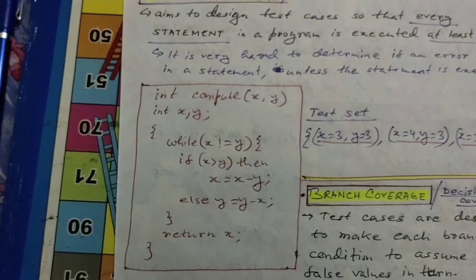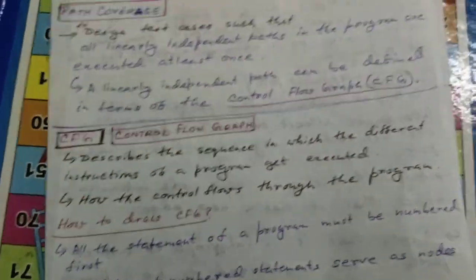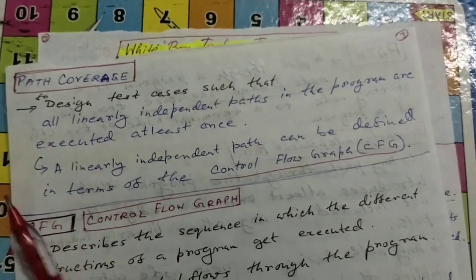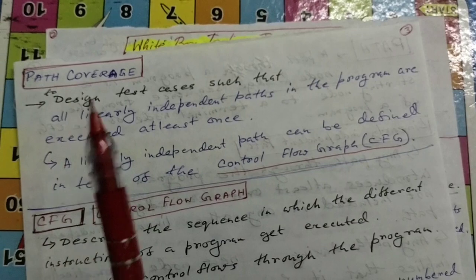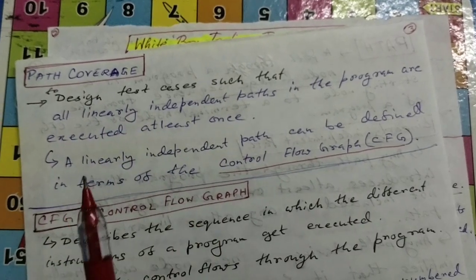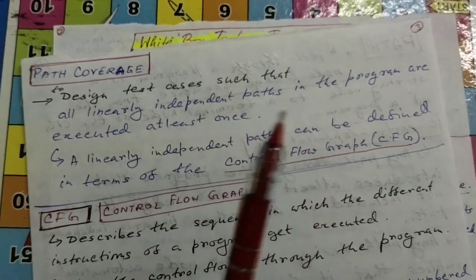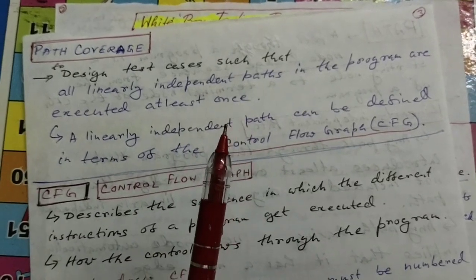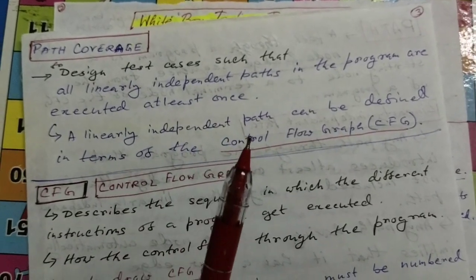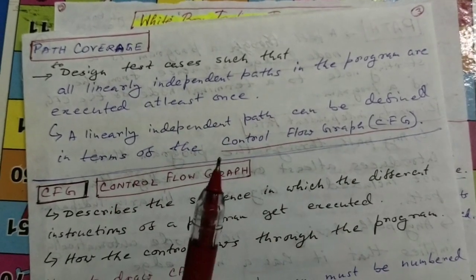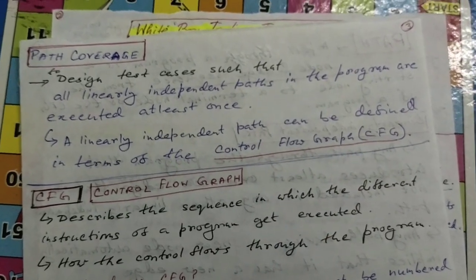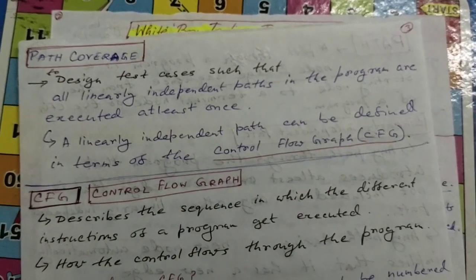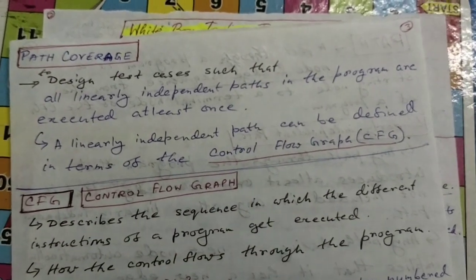Now coming to path coverage, the final one. The aim of path coverage is to design test cases such that all linearly independent paths in the program are executed at least once. So a linearly independent path can be defined in terms of the control flow graph. So you can see for this we have to know what is path coverage, what is control flow graph.